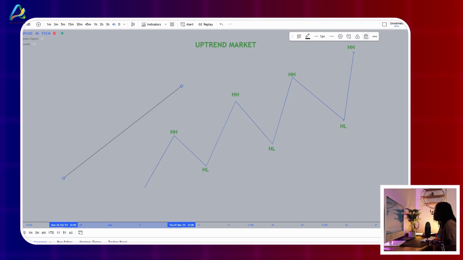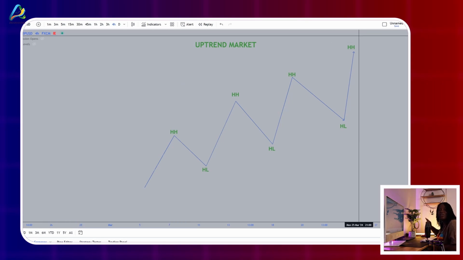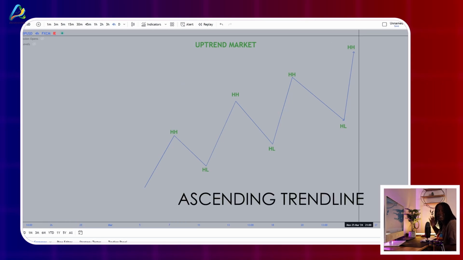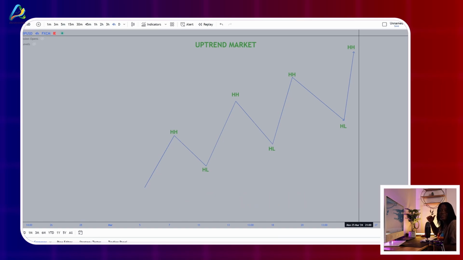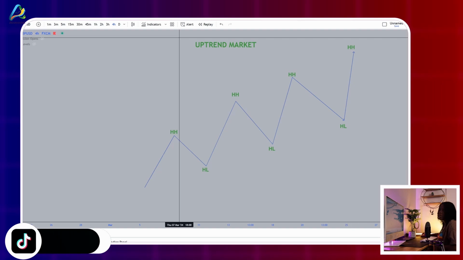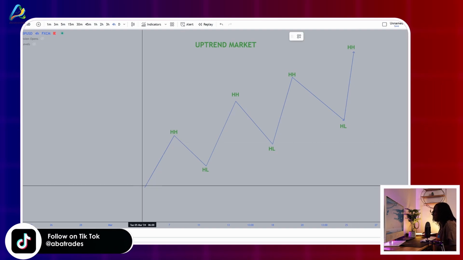Okay, now keep in mind that we have 2 types of trend lines. We have the ascending trend line and we have a descending trend line. Basically when we say something is ascending, it simply means something that is rising from the bottom to the top, and when we say something is descending, it simply means something that is coming from the top to the bottom. I hope that makes sense. So in an uptrend market, you're going to be using what we call the ascending trend line, and keep in mind it has to touch at least 2 of the major swing points.